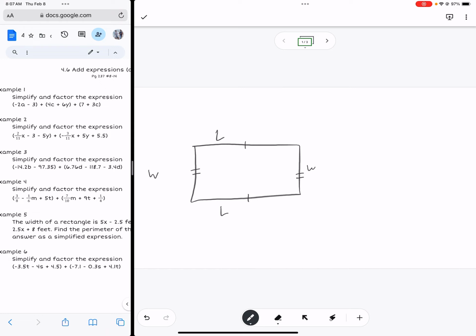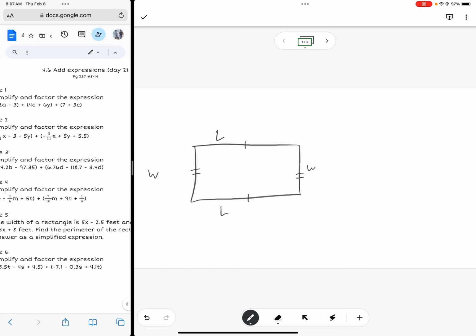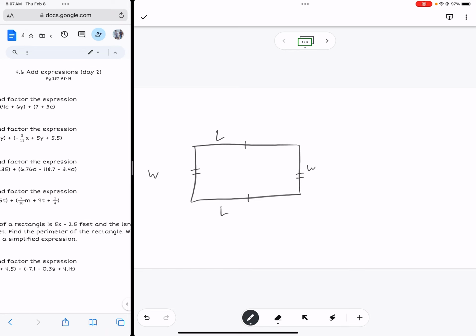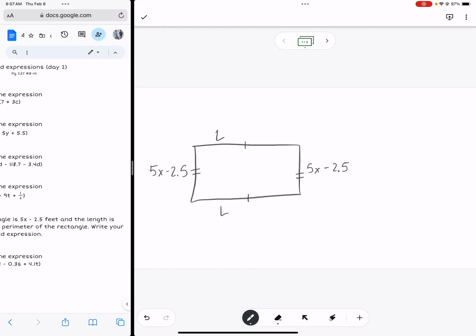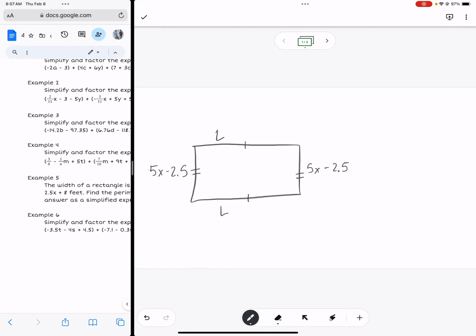Ask the book. So the width of the rectangle is 5x minus 2.5. So we're going to replace this right here with 5x minus 2.5, and this is going to be 5x minus 2.5. These problems, it's really going to help if you just diagram it out. And the length is our length. We're going to replace our length with 2.5x plus 8, and that's the top and bottom.